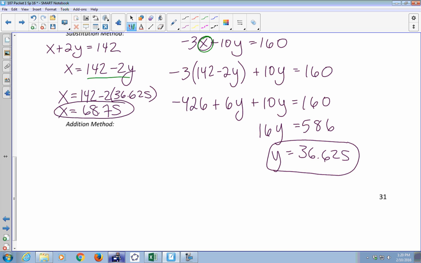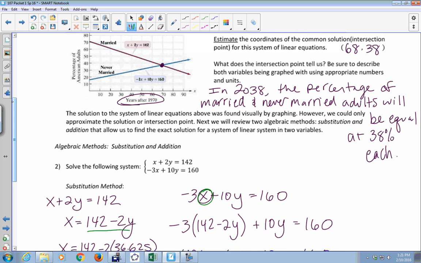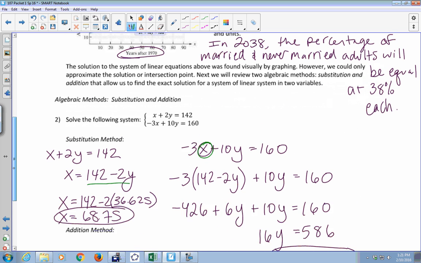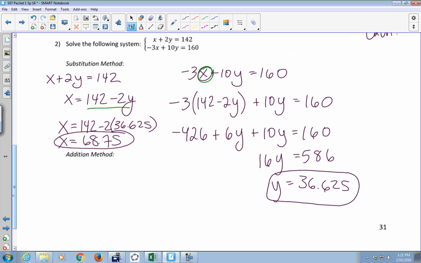So is this familiar? Substitution method? Have you done it before? Good. All right, let's look at another method. So we've got two methods now because we can estimate graphically by looking at where the two lines cross. We can solve by substitution. And now we're going to do one more, solving by either what's called addition or elimination.